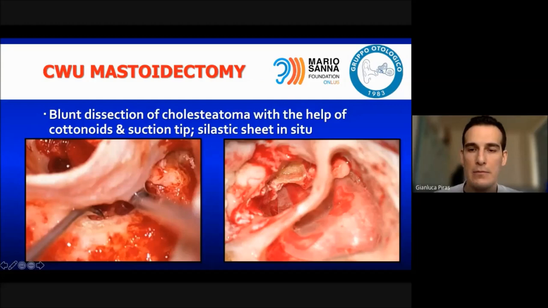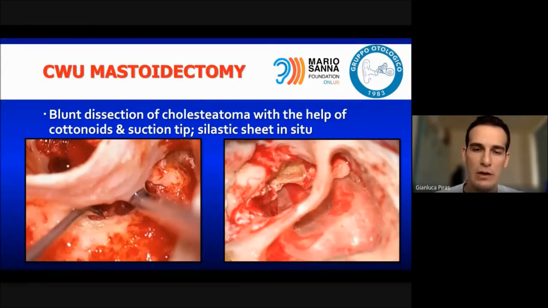Then you can do a combined approach, from the middle ear cleft and from the posterior tympanotomy, using two hands, cottonoids and so on, you can remove all the pathology, both in the middle ear and in the mastoid, and even in hidden areas. If you have a deep mesotympanic, a deep sinus tympani, you can manage it by doing a good posterior tympanotomy.